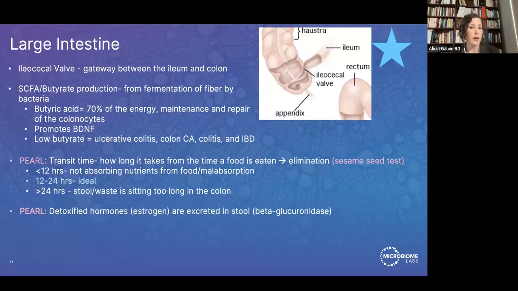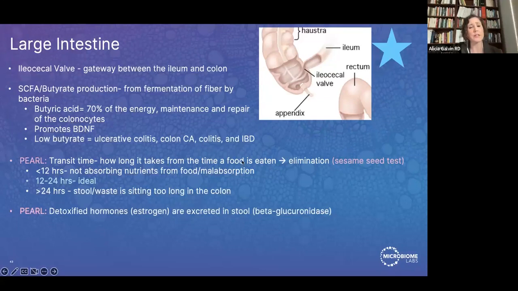If it's over 24 hours, then that means that the stool or waste is basically sitting in the colon for too long and you're reabsorbing a lot of those toxins. So it's a really easy way to just assess somebody's transit time and not just rely on, are they having a bowel movement every day? Because there can be a lot of variation in the quality and the consistency and the amount of those bowel movements that can vary between people. So I've had some people where it's been a few days before they see the sesame seeds come out. And so then you need to work on their motility.